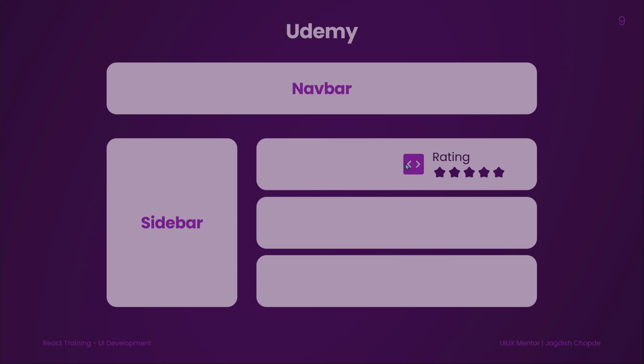Now for this rating also, we can create a separate component which we can use at multiple places, like one for this course listing and one in the course details page, which will get navigated once we click on any of the course listing here. Or for the multiple purposes also, like one for showing the course rating and another for showing the instructor rating.